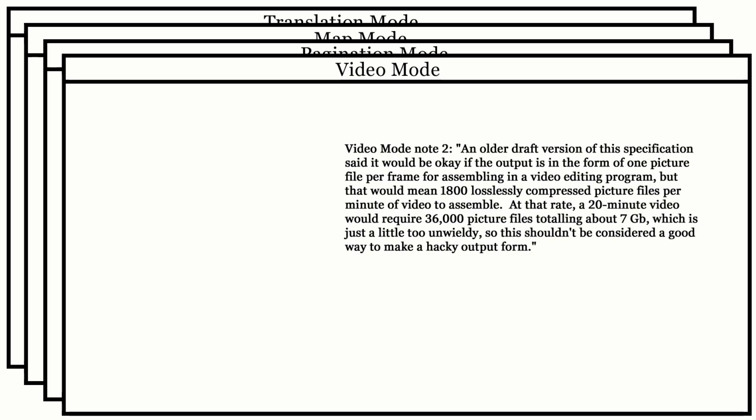Video mode note 2. An older draft of this specification said it would be okay if the output is in the form of 1 picture file per frame for assembling in a video editing program, but that would mean 1,800 losslessly compressed picture files per minute of video to assemble. At that rate, a 20-minute video would require 36,000 picture files totaling about 7 gigabytes, which is just a little too unwieldy, so this shouldn't be considered a good way to make a hacky output form.